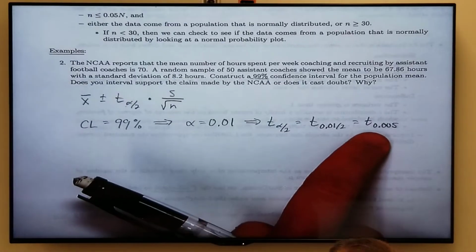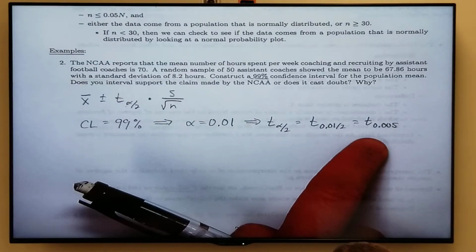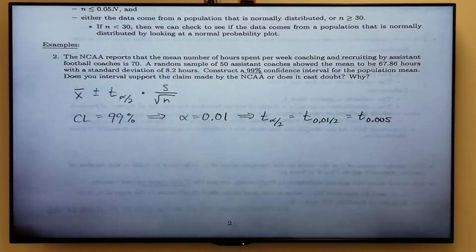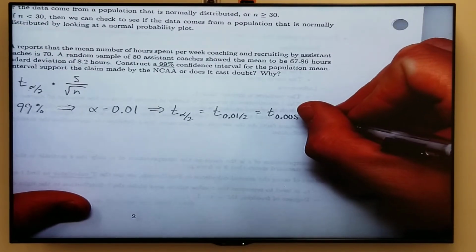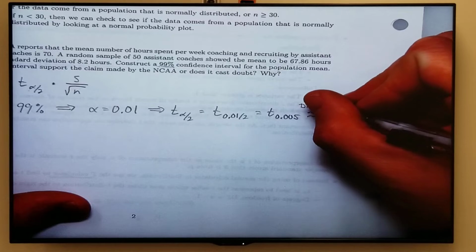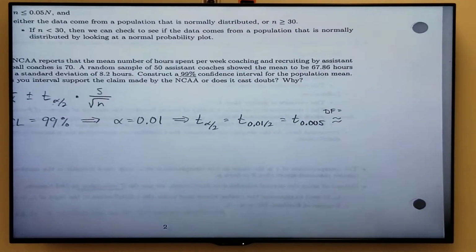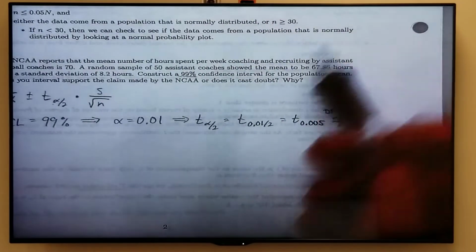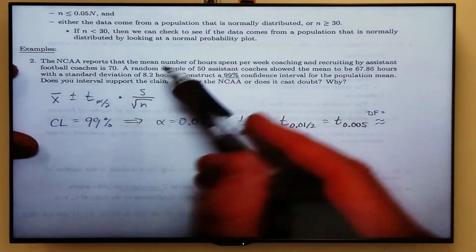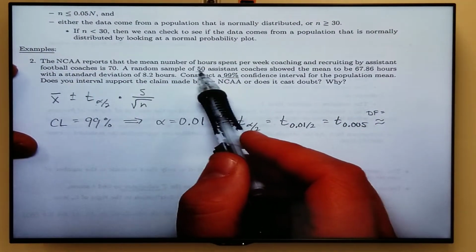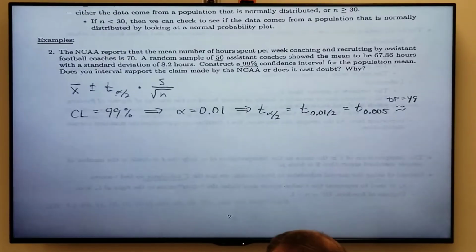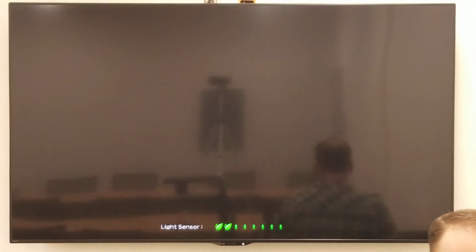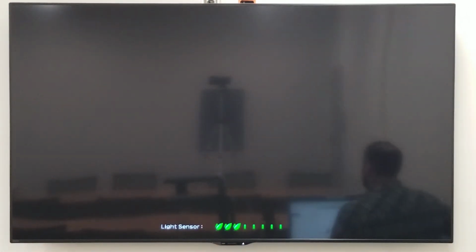Now we're going to go to the t calculator to figure out what that value is. When we do, they're going to ask us how many degrees of freedom we have. So let's see. Degrees of freedom. Our sample size in this case was we had a random sample of 50 assistant coaches. So our degrees of freedom should be 49. Okay, so let's go to the t calculator now and find this critical value.